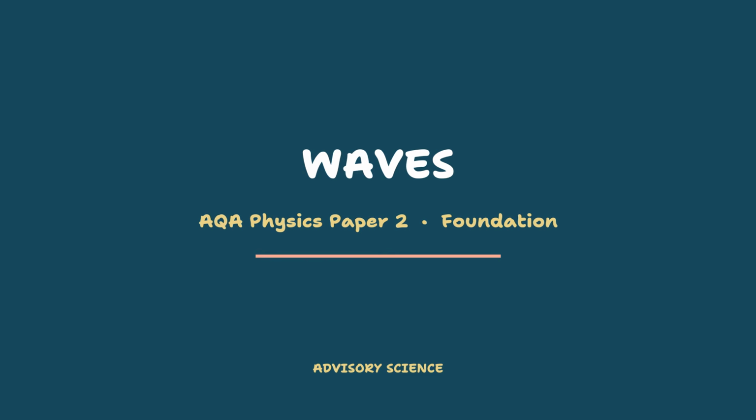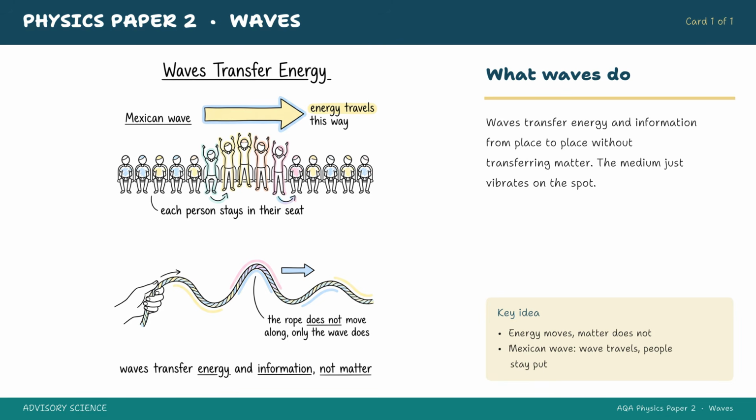Waves. What do waves do? Waves transfer energy and information from place to place without transferring matter. The water, the air, the rope, they all just vibrate on the spot and let the energy pass through them. If you imagine a Mexican wave going around a stadium, the wave races around the grounds, but every person stays in their seat. The energy moves, but the people don't.